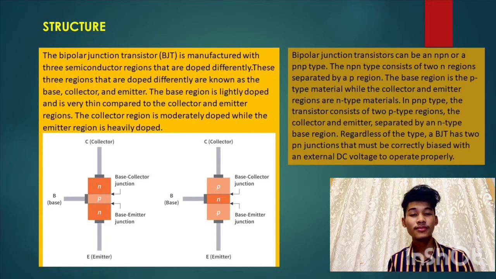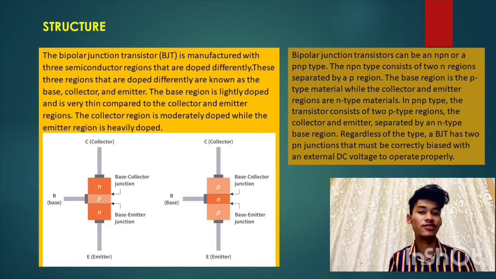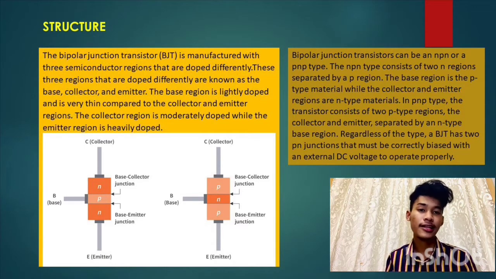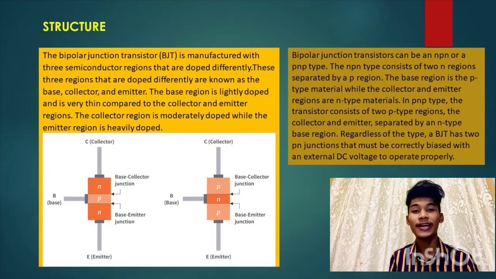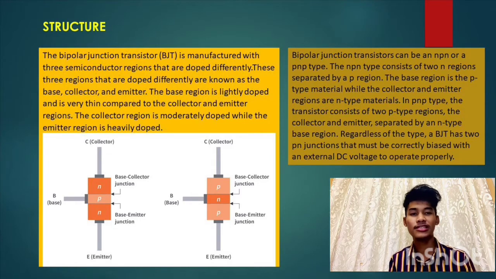Okay, we can see from this picture. This picture presents the NPN and PNP BJT physical representation of the bipolar junction transistor. A transistor can be an NPN or a PNP type. The NPN type consists of 2 N regions separated by a P region. The base region is the P-type material, while the collector and emitter regions are N-type material.